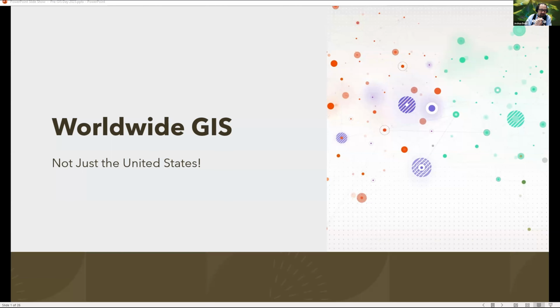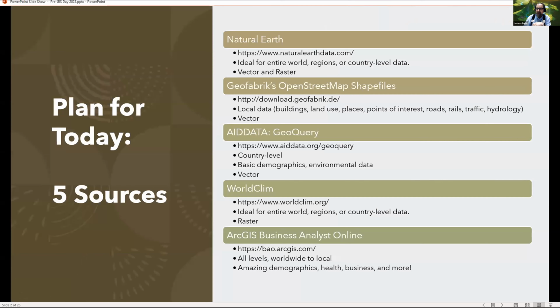What I am going to be presenting here is not a project like I've done in the past. I'm going to talk about sources of worldwide non-US geospatial data. Today we're going to explore these 5 sources: Natural Earth, Geofabrik OpenStreetMap shapefiles, which are phenomenal if you haven't been to that site, AidData's GeoQuery, WorldClim, and ArcGIS Business Analyst Online.